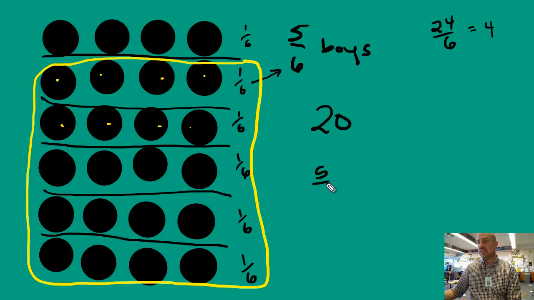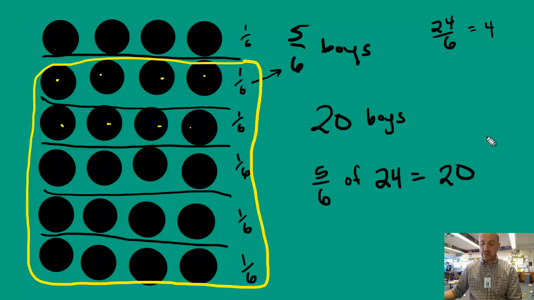So 5/6 of 24, which is what we did, was 20. And my answer is 20 boys. Okay? All right. Feels pretty good about that.